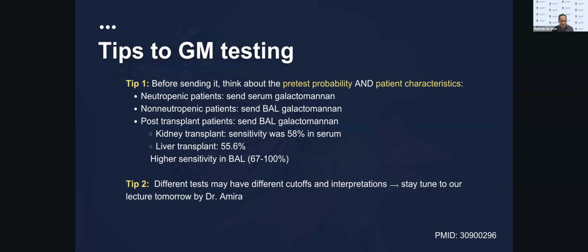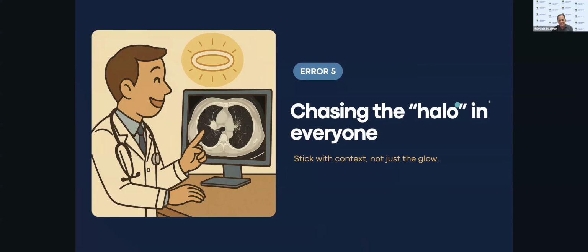So different tests for galactomannan have different cutoffs, like ELISA versus non-ELISA, and the interpretations may differ. Again, if you want to learn more, stay tuned to our lecture tomorrow by Dr. Amira. The last one, chasing the halos in everyone. I bet some of you have heard before, if the patient has invasive aspergillosis, you need to look for the halo sign, air crescent sign in your patient's CT scan. But I think we need to stick with context, not just looking for the halo, okay?